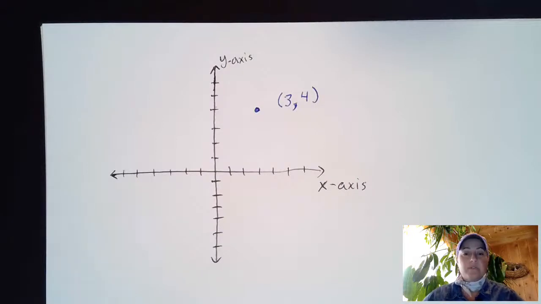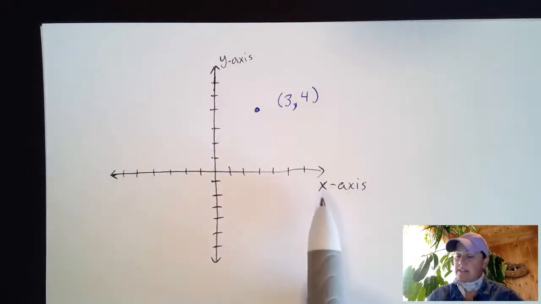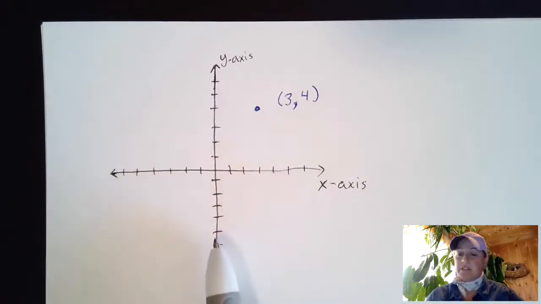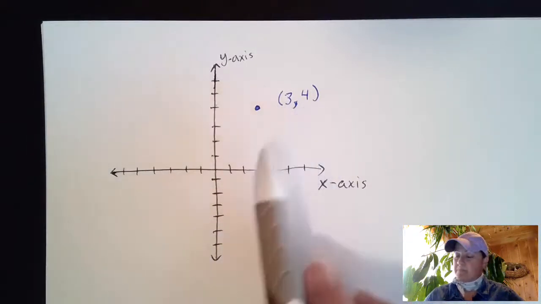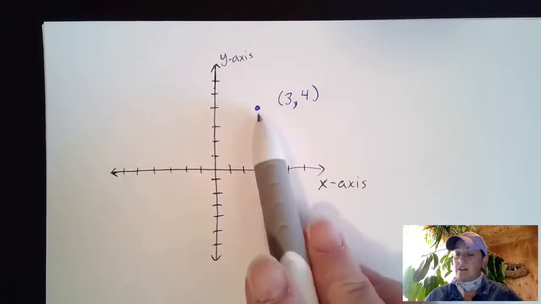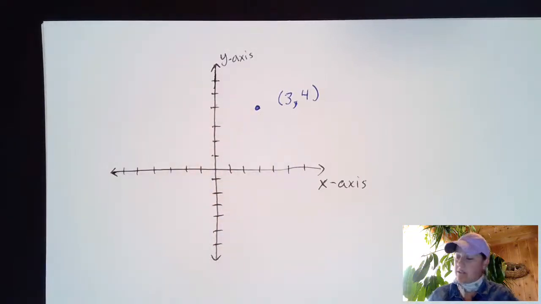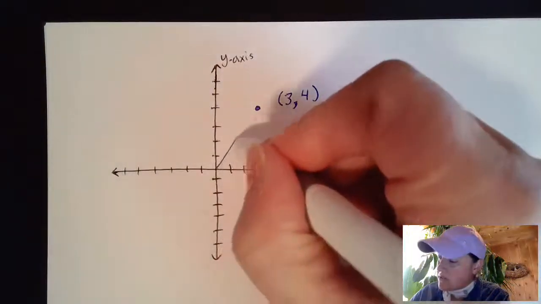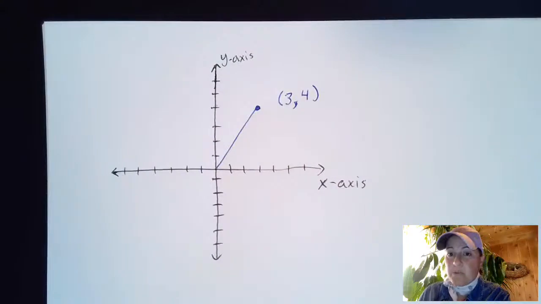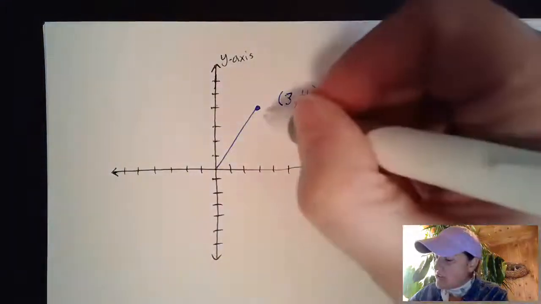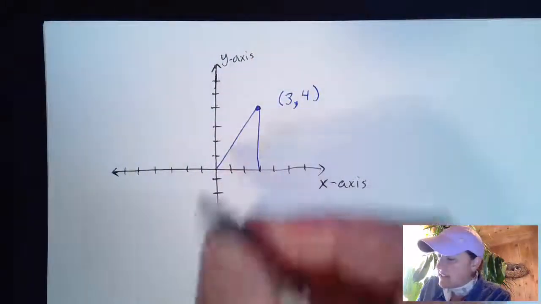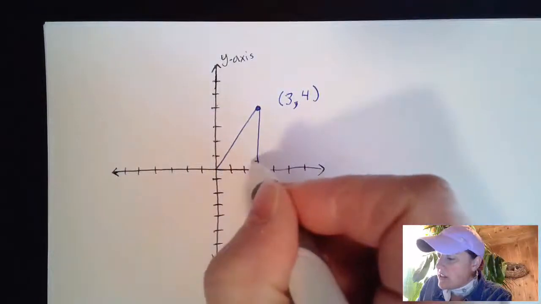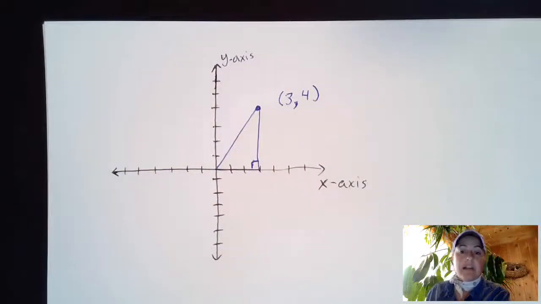Alright, so if we move to a coordinate plane, we have our x-axis, or our horizontal axis, and the vertical axis, the y-axis. We're going to look at the point (3, 4). So I've gone over to the right 3 and up 4, so that is the ordered pair (3, 4). Now I can draw in a right triangle centered at the origin, going from (0, 0) up to the point (3, 4). Now if I draw the right triangle down to the x-axis, then I can figure out how long that hypotenuse is.